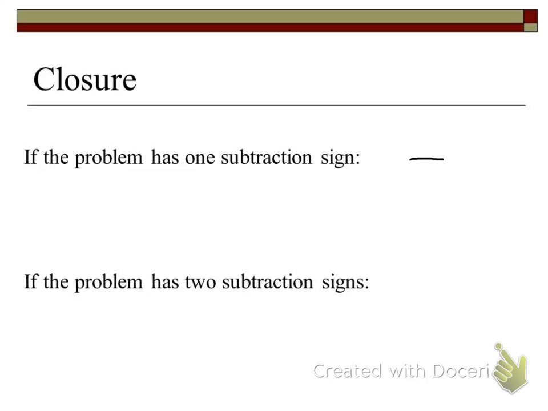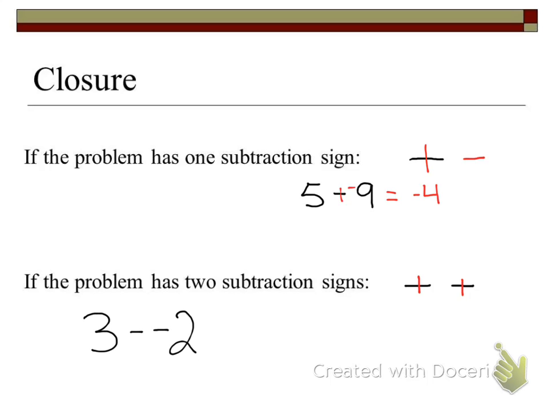All right, in closing, let's go ahead and review our rules. Rule 1, if the problem has one subtraction sign, what are we supposed to do? We need to change this to plus a negative. So we're going to make 2 marks. We're going to change our minus into plus a negative. And Rule 2 tells us that if we have 2 subtraction signs, we need to change them both into pluses. So just a little example here, 3 minus negative 2. I'm going to change them both, and I'll have 3 plus 2, which is 5.